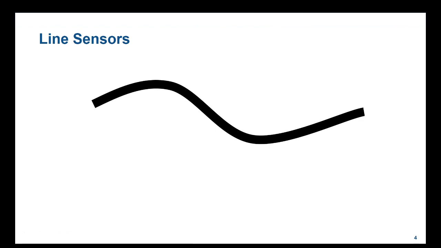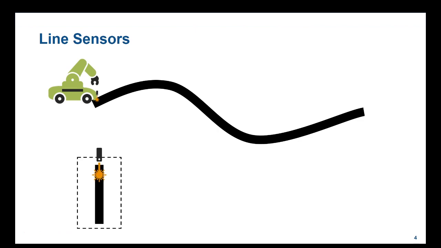Here is an example line, and here is the robot trying to navigate the line using a line sensor. This line sensor emits a light and measures the light reflected from the surface to give a value corresponding to the color of the surface. Hence, these sensors are sometimes also called color sensors.